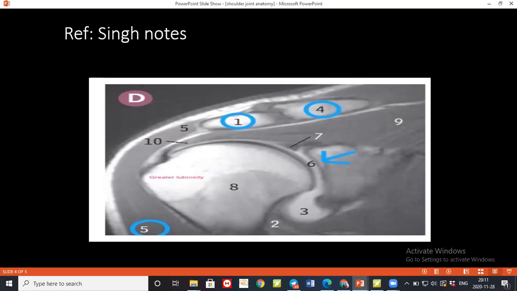Can you please tell me what is the surface marking of the coracoid process? Surface marking actually lies 1.5 to 2 centimeter below and medial to the acromion process, the upper end of the shoulder, from the upper end of the shoulder joint. Yes, approximately. Can you tell me the structures which are attached to the coracoid process?